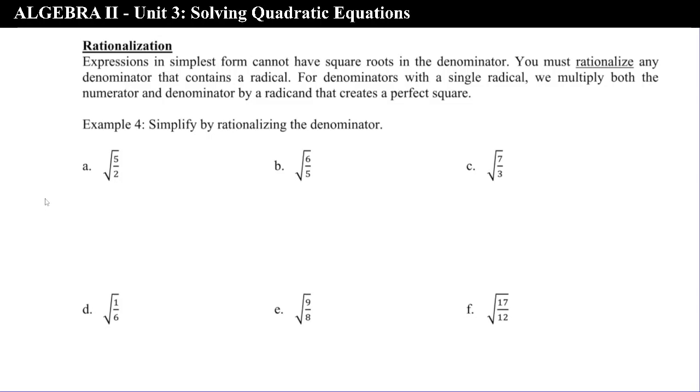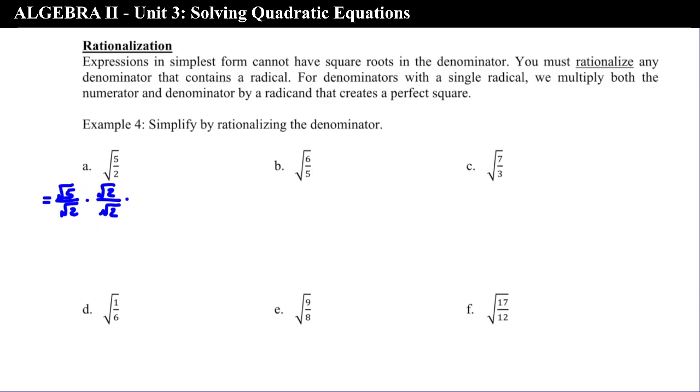So we can split up part a into the square root of 5 over the square root of 2. But we can't have a radical in the denominator. And we can't simplify either of these. So what we're going to do is multiply the top and the bottom by our radical that's in the bottom.